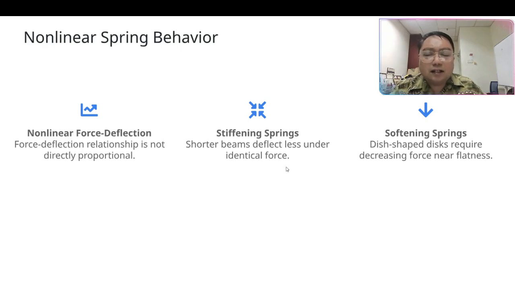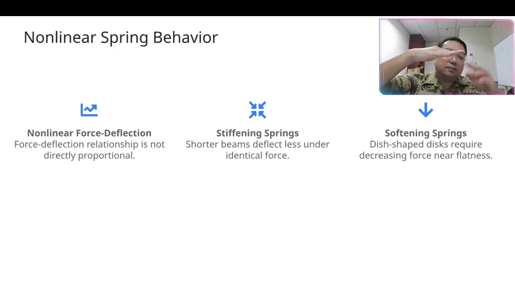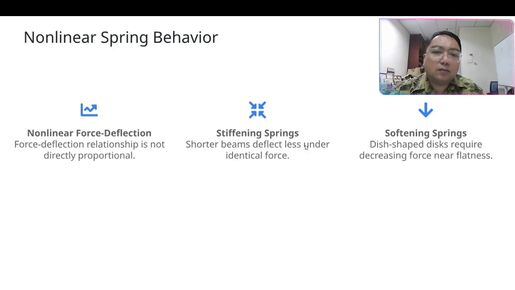Shorter beams deflect less under identical load. When I talk about spring, you can imagine a spring. But in this subject matter, the behavior of a beam is also spring behavior. If you put a load on the beam, it goes up and down, up and down. It's also spring behavior, and this is what I call spring.